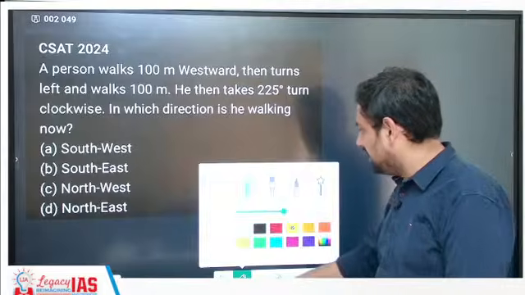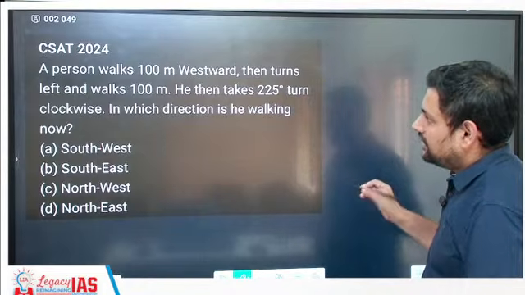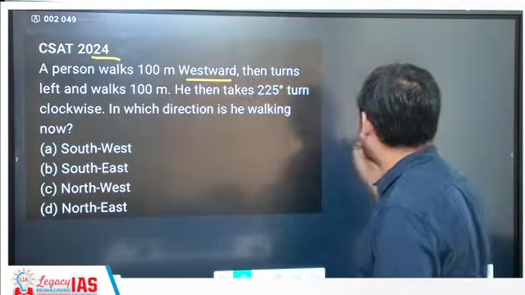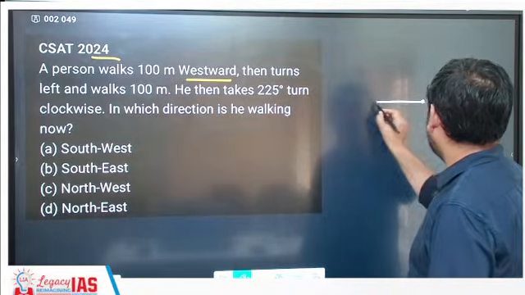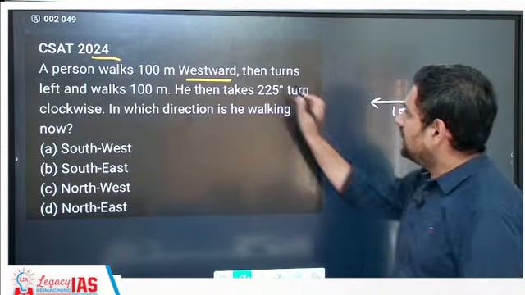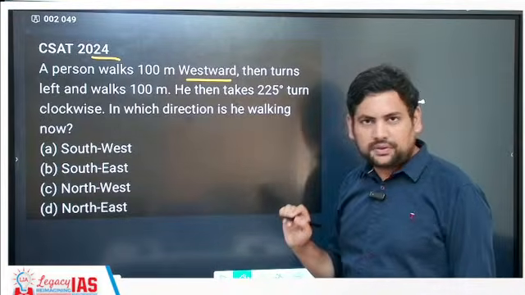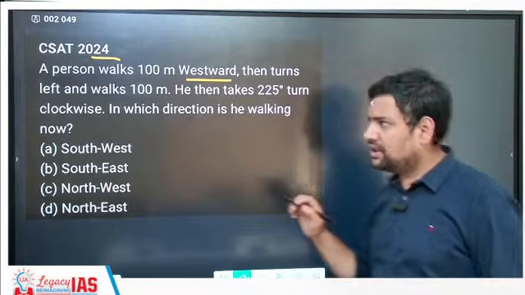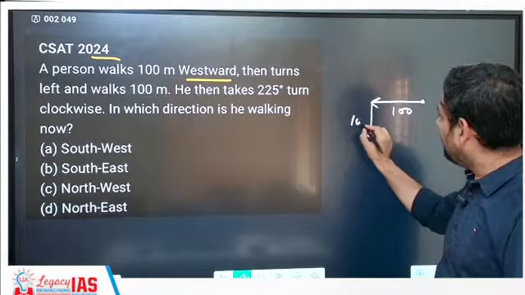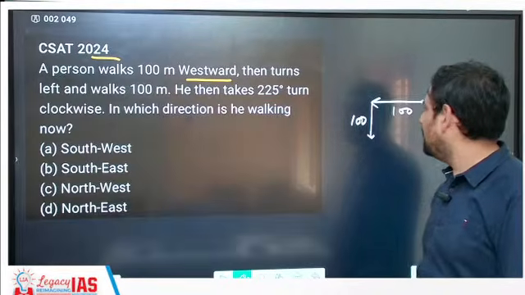Now let's see this, from 2024. A person walks 100 meters westward. Then he turns left. From here he is going west and turns left, so left means this direction, and he walks again 100 meters. So now he is facing south, let's say.